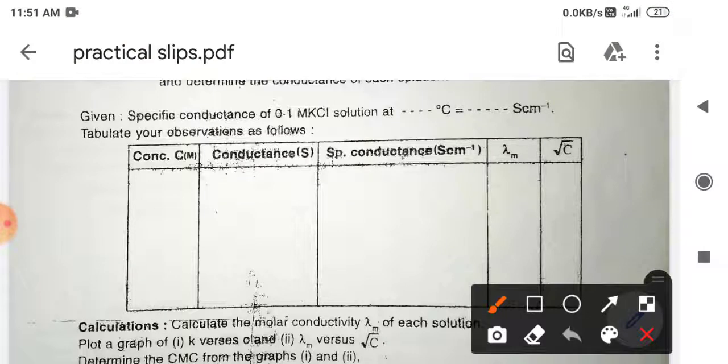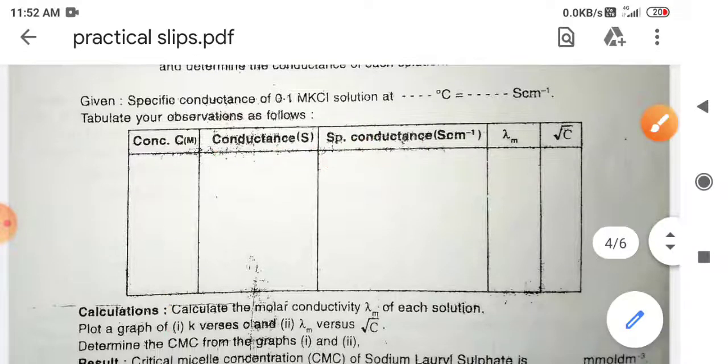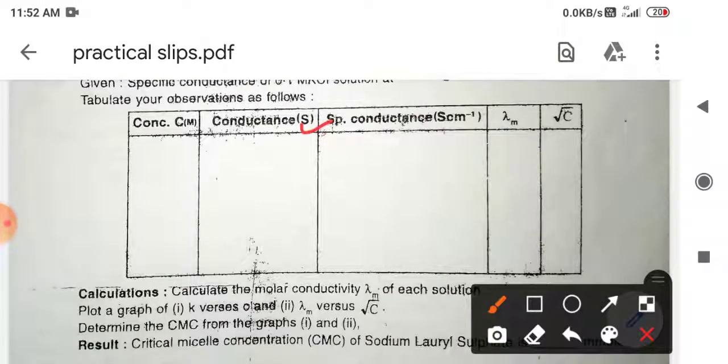So once we have determined the cell constant, we make the measurements or observations for each concentration of the sodium lauryl sulfate solution, and we measure the conductance for that particular solution. Okay, so likewise we will get 9 readings, for all 9 solutions. Next is to determine the specific conductance. How will you find out the specific conductance? We just need to find the conductance multiplied by the cell constant, that is b. By using that formula we can determine the specific conductance.